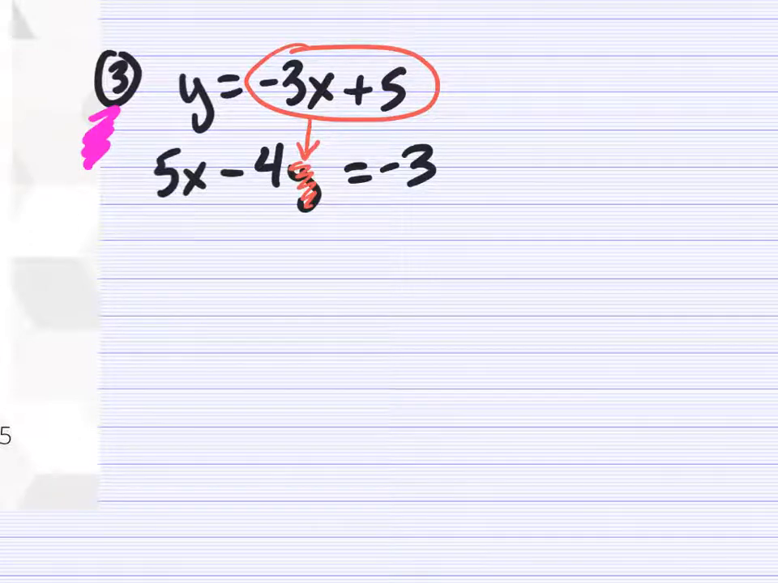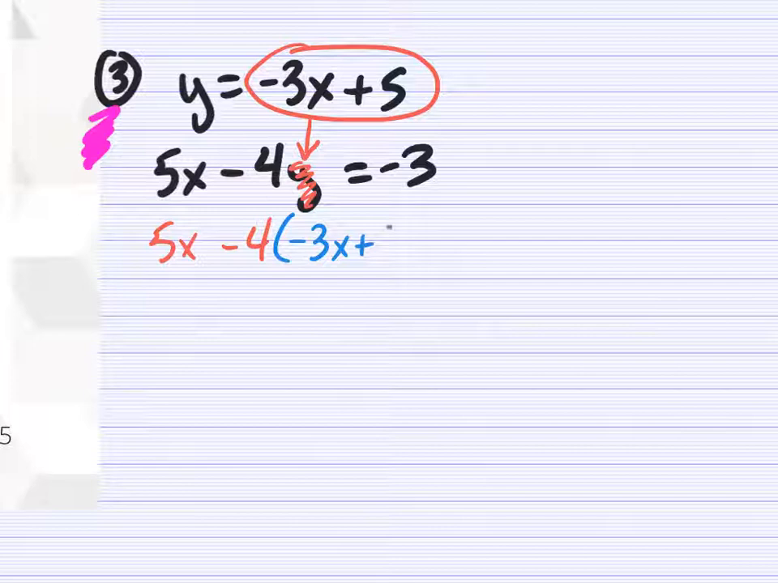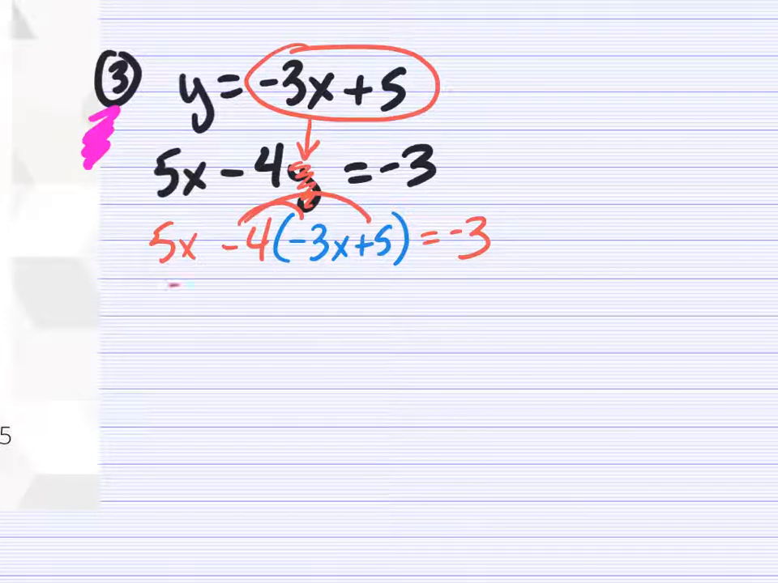right there. So it's 5x minus 4, but instead of minus 4 times y, it's minus 4 times negative 3x plus 5 equals negative 3. From here, we have to do the distributive property with the negative 4. So I'm going to bring down my 5x. Negative 4 times negative 3x is positive 12x. Negative 4 times positive 5 is negative 20.